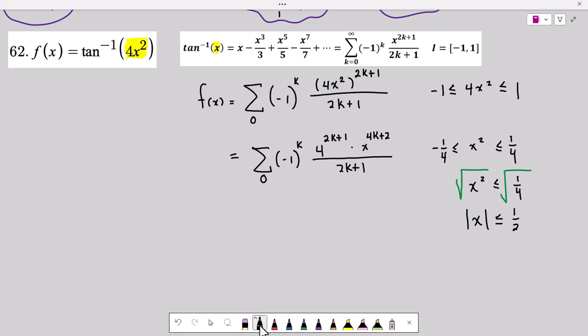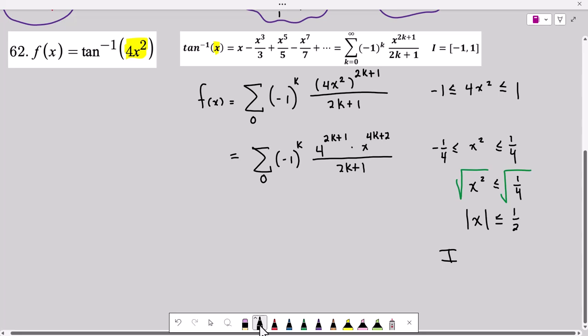So we get absolute x is less than or equal to 1/2. So that tells us that the IOC, the interval of convergence, includes the endpoints, and it's going to go from negative 1/2 to positive 1/2. That will be our answer.